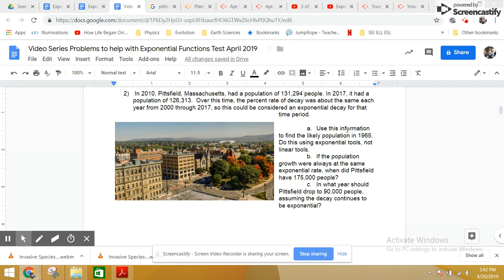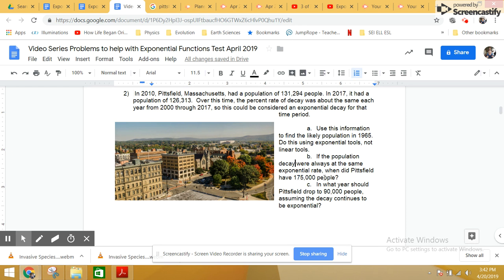Now, we're supposed to use this information to predict back in time, to track back to 1965 and see what the likely population would be using exponential, not linear, tools. We're also supposed to take a look at the population decay. This should be decay in this case. This structure will work for decay or growth. The decay is always at the same exponential rate.